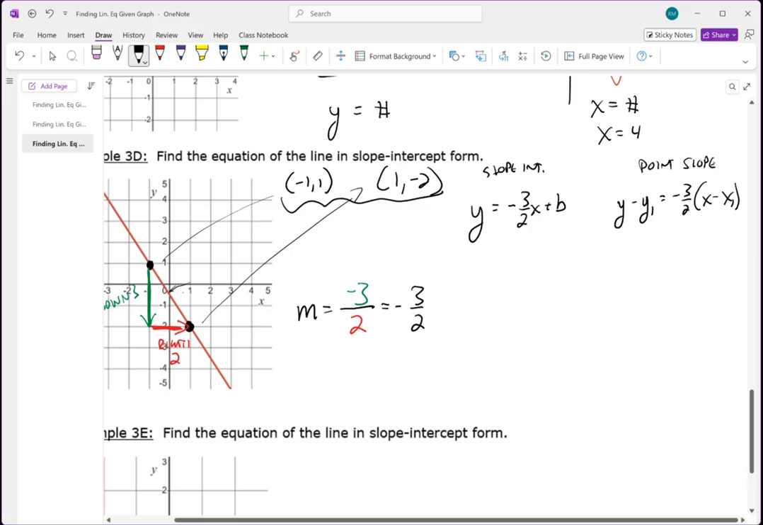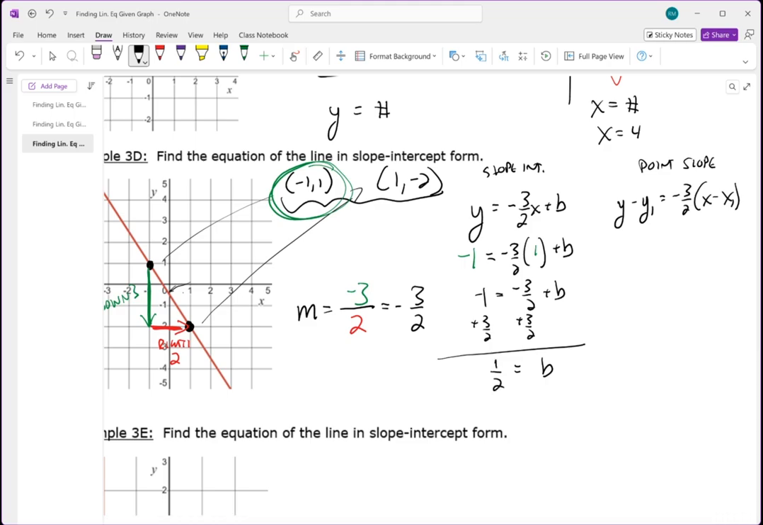To verify what my b value is, I would need to plug in one of these points. So I'm just going to choose this first one here. So I plug in -1 and 1. I would still have -3/2 here. And if I added 3/2 to both sides and I used my calculator to do my addition, I would see that this is going to end up being 1/2.